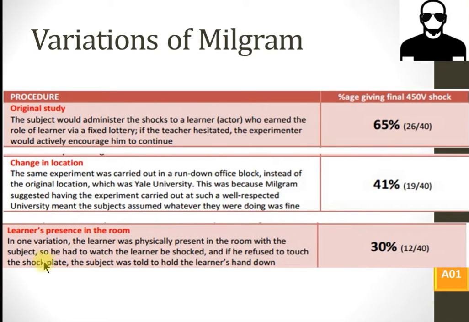Learner's presence in the room. So in one variation, the learner was physically present in the room. So the participant could actually see the consequences of his action. The subject was told to hold the learner's hand down. And surprisingly, although it's a drop, still 30% obedience rate, which is quite high to physically force someone's hand onto an electric plate and look them in the eye while you're doing it.